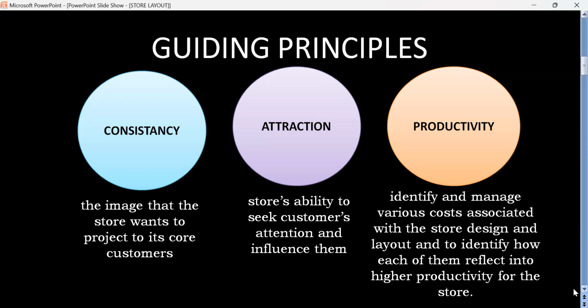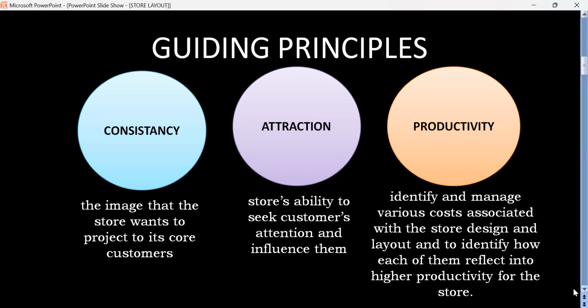One part should not look very rich and another part look like a flea market or something. If it is a boutique style store, it should look like a boutique style store. If it is a flea market store, it should look like a flea market store. So consistency should be there.